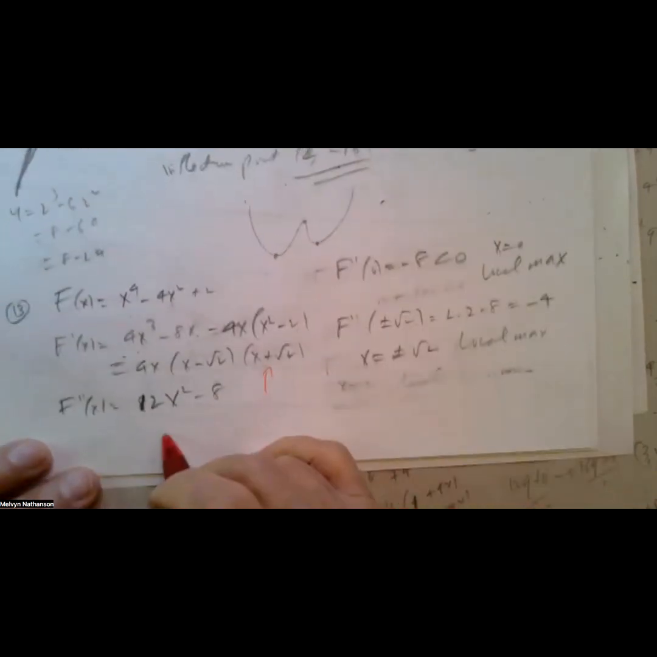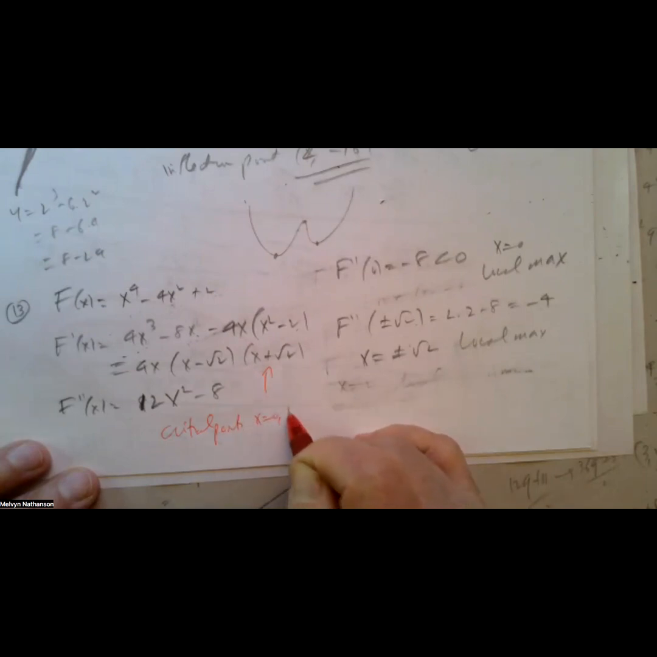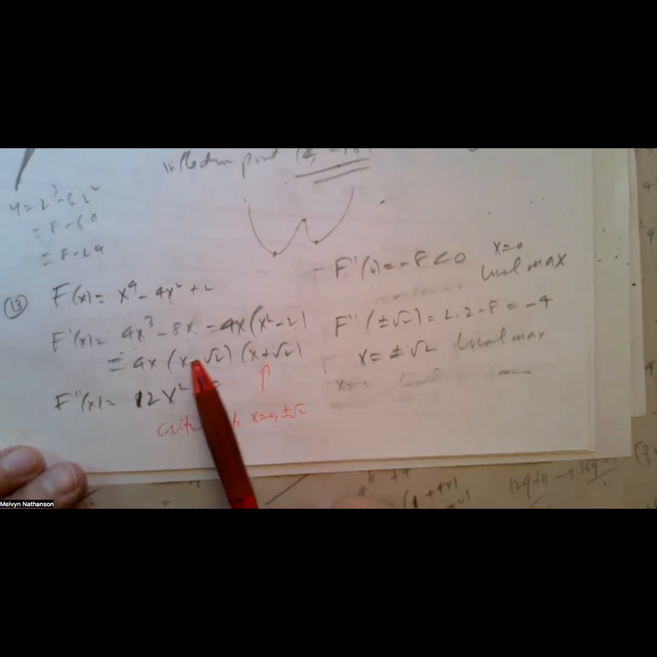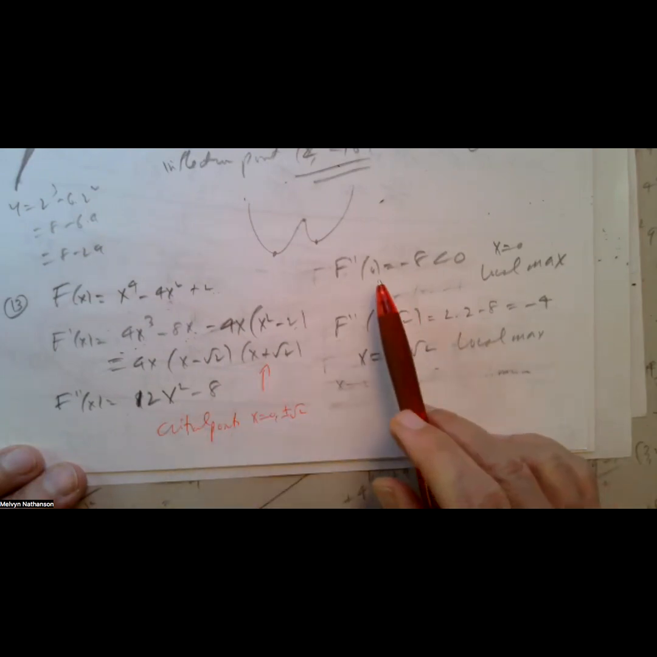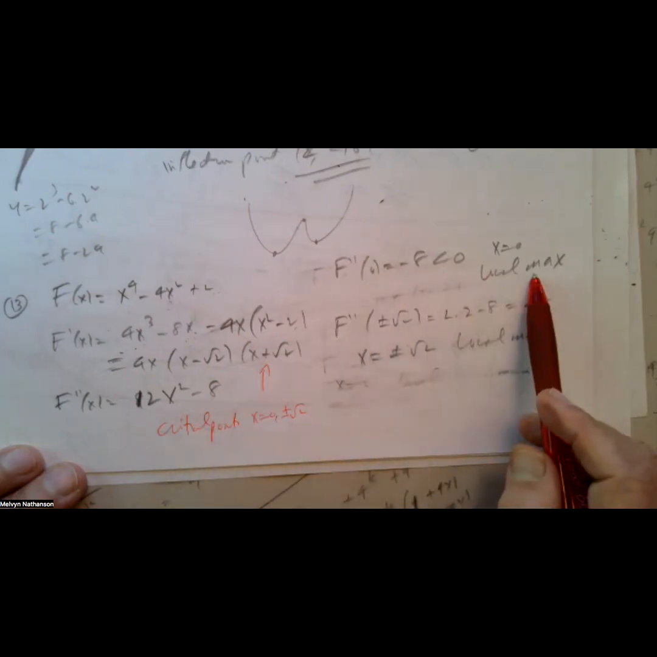So x to the fourth minus 4x squared plus 2, the derivative is 4x cubed minus 8x, which is 4x times x squared minus 2, or 4x times x minus root 2 times x plus root 2. From this, the critical points, where the derivative is 0, are x equals 0 or plus or minus the square root of 2. If I differentiate a second time, I get 12x squared minus 8. When x is 0, f double prime of 0 is minus 8, which is a local maximum.